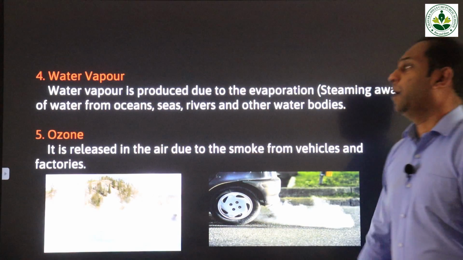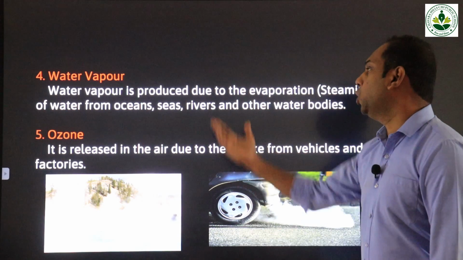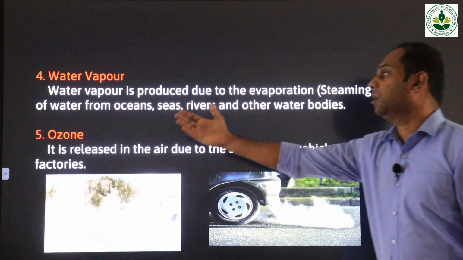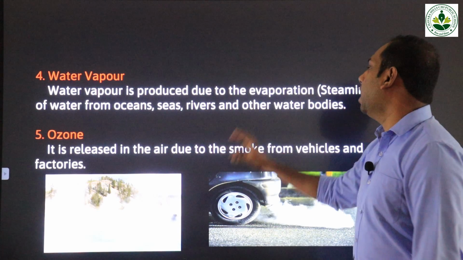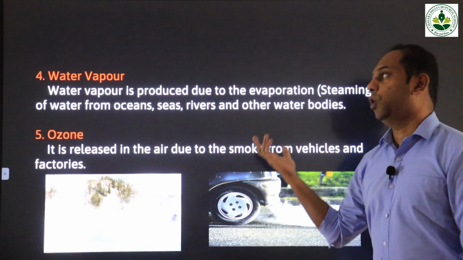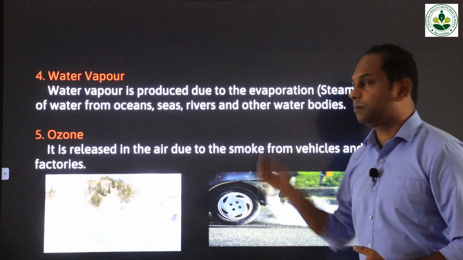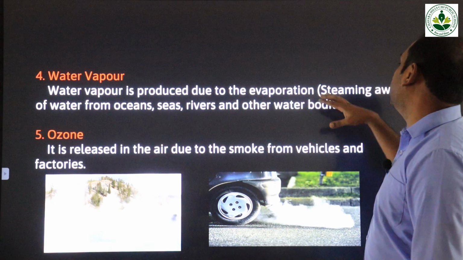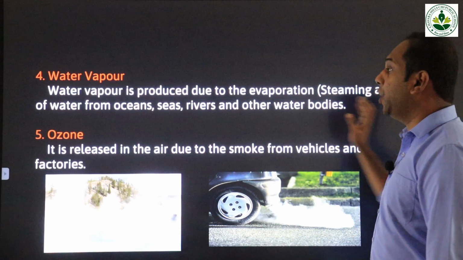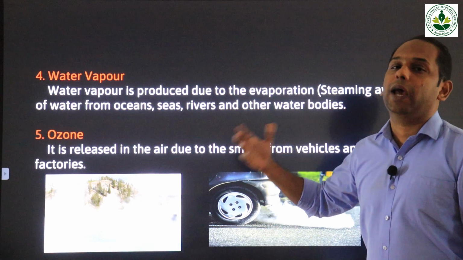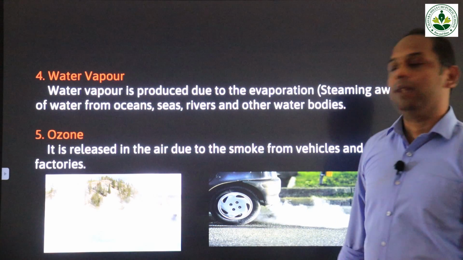Fourth one is water vapor. Water vapor is produced due to the evaporation, steaming away of water from oceans, seas, rivers and other water bodies. As you all know, that is how water vapor is produced in the atmosphere. At the time of steaming away from oceans, seas and rivers, this water vapor will deposit in the atmosphere.